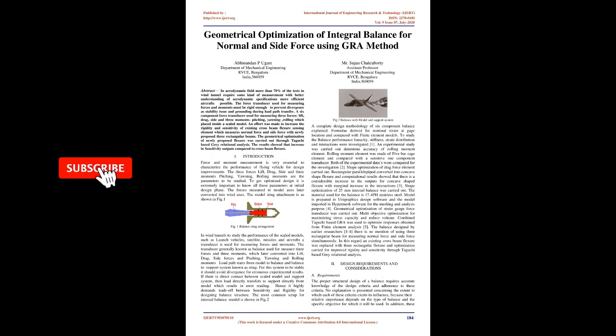Geometrical optimization of integral balance for normal and side force using GRA method. Abstract and aerodynamic field. More than 70% of the tests in wind tunnel require some kind of measurement with better understanding of aerodynamic specifications. More efficient aircrafts possible. The force transducer used for measuring forces and moments must be rigid enough to prevent divergence as stability issue and grounding during load path transfer.